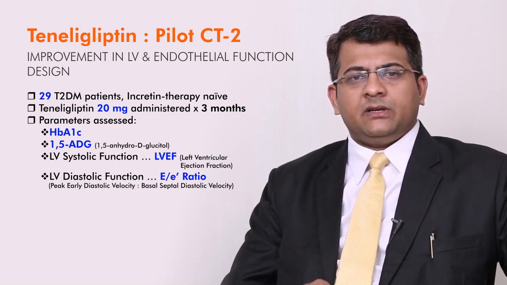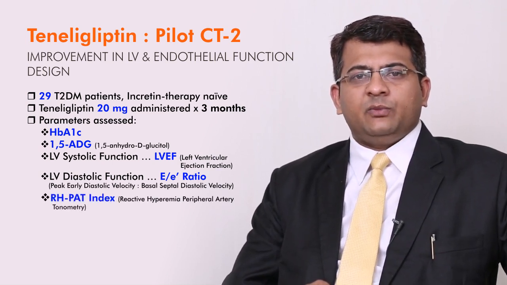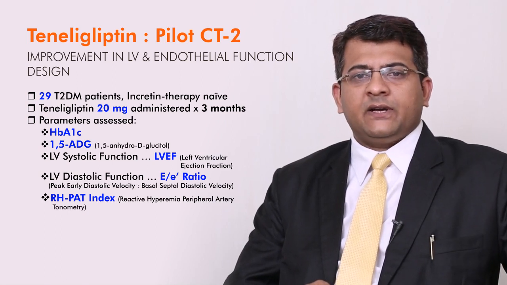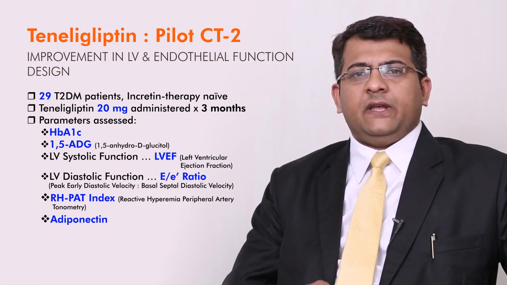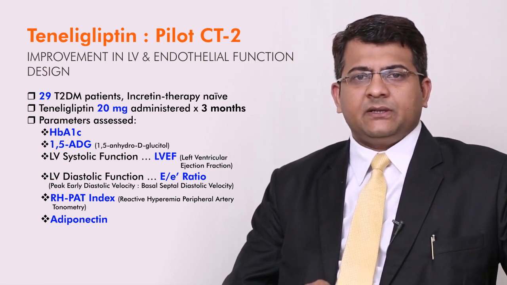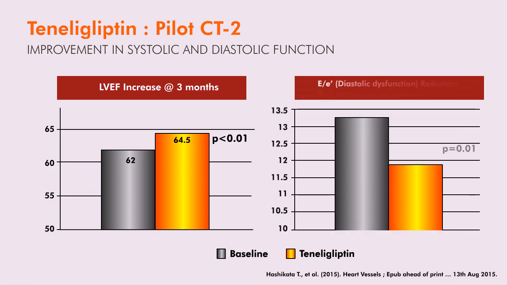At the same time, they also estimated the RH-PAT index, which is the reactive hyperemia peripheral tonometry, for estimating endothelial function, and the adiponectin levels, which are supposed to have some protective effects against cardiovascular diseases. The results after 3 months of therapy with teneligliptin: the ejection fraction significantly improved from 62 to 64.5, with a significant p-value. The cutoff for the diagnosis of diastolic dysfunction is 12, and with teneligliptin it came down to 11.9.